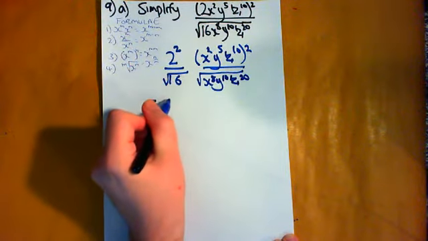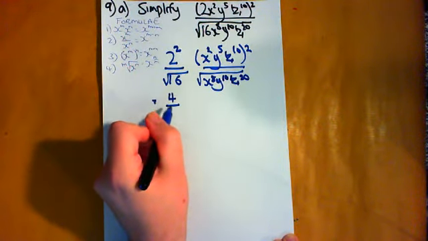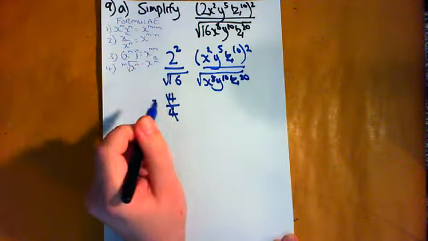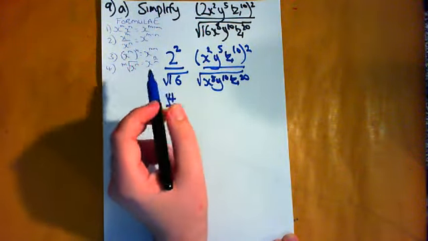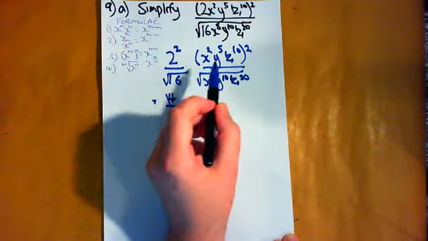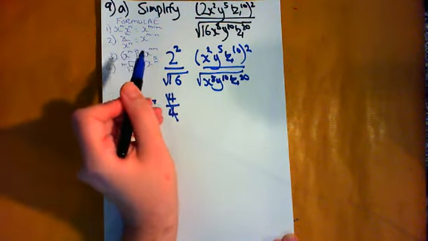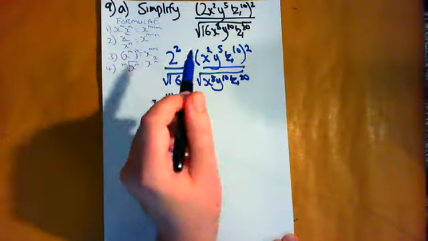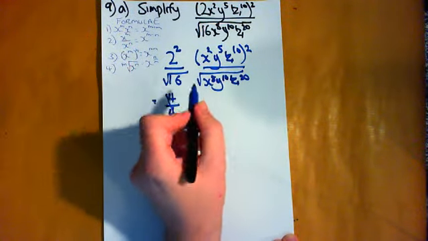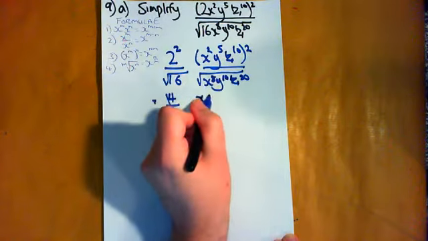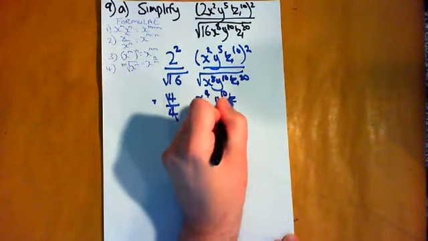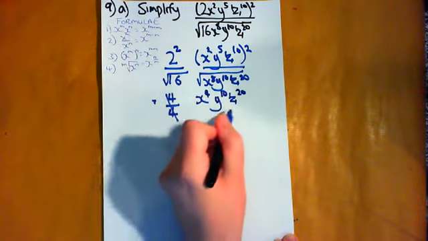So we have 2 squared is 4, over square root of 16 is also 4. 4 over 4 is 1, so that number part cancels out completely. Now we have to square this bracket. So we can use the x to the m to the n equals x to the mn rule. Powers inside the bracket can be multiplied with powers outside the bracket. So we get x to the 2 times 2 is 4. Y to the 5 times 2 is 10, z to the 10 times 2 is 20.